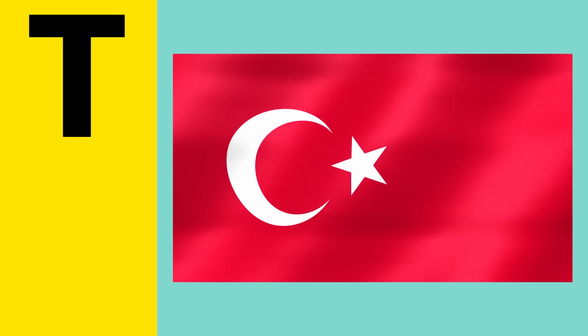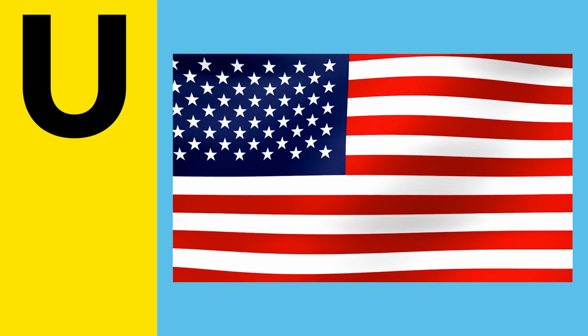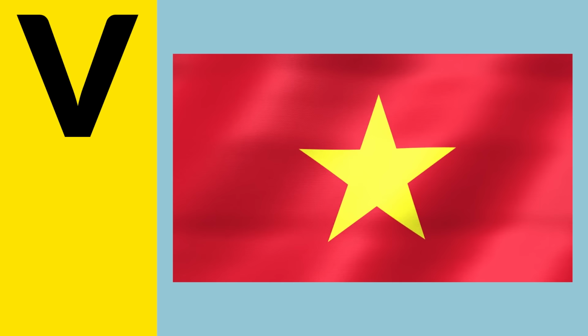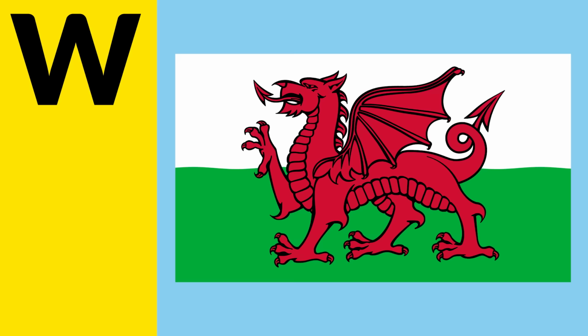T. T is for Turkey. U. U is for United States. V. V is for Vietnam. W. W is for Wales.